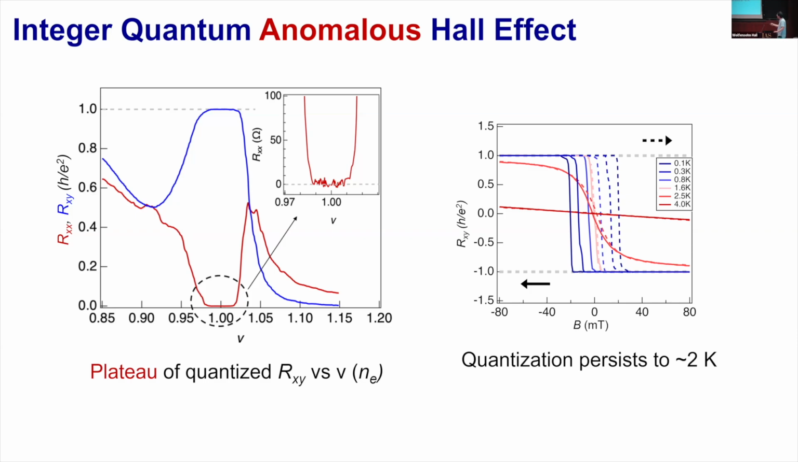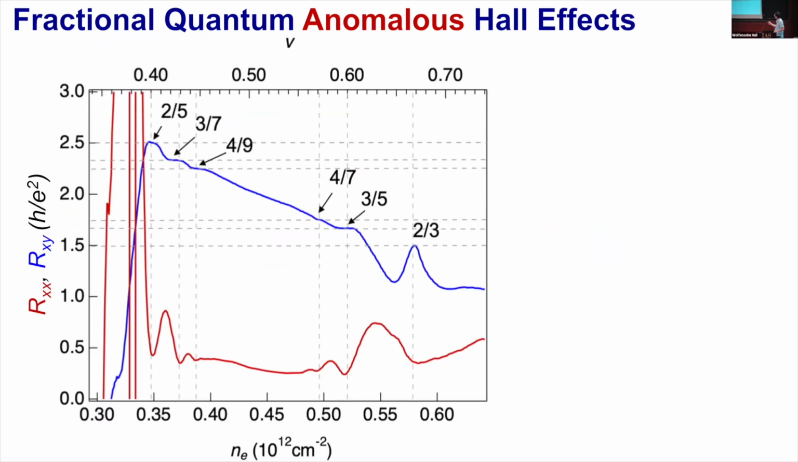The RxY is quantized as well. RxX goes to 0 within a few ohm fluctuation level. So it's very well defined. And this perfect quantization can persist to almost 2 Kelvin in temperature. Okay. So there's no question about this part. This is the really important figure. This shows the fractional states.